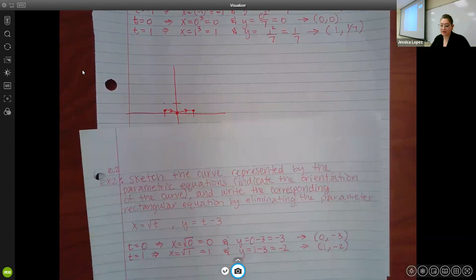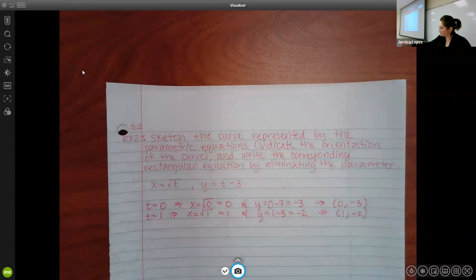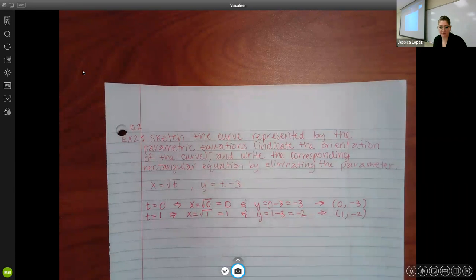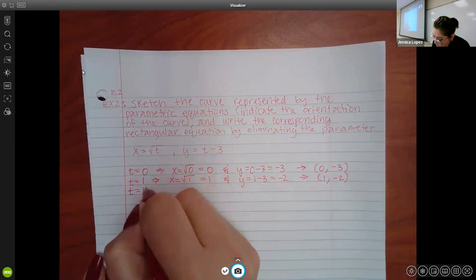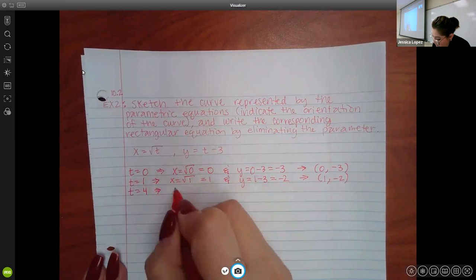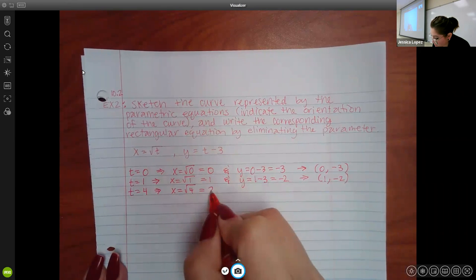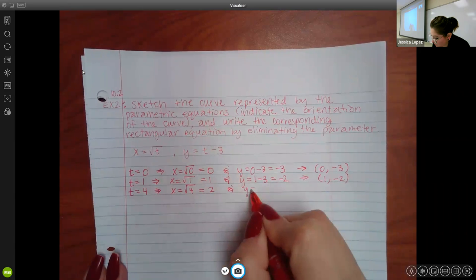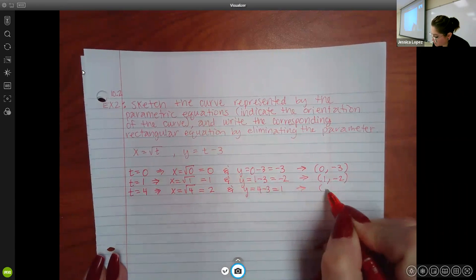Now, for the sake of making things easier on ourselves, what t value would be really convenient to pick next? Say it again. 4. Exactly, because we're gonna have to take the radical of it, right? So we'll do t equal to 4 and see where that goes. That would be the square root of 4, which is just 2. And then we would have 4 minus 3, which was 1. So we get 2 and 1.